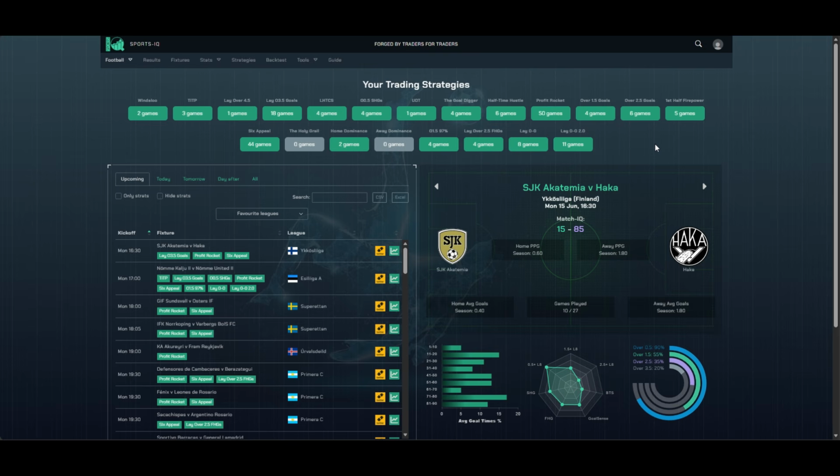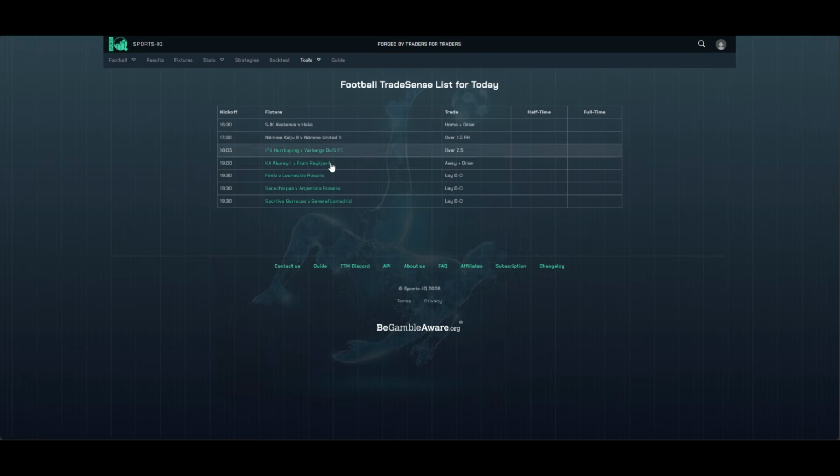We've all done it. The problem isn't finding football matches. There can be too much football. The problem is figuring out which matches are actually worth your time. That's where TradeSense comes in. Every morning, the system wakes up and does something most traders don't have the patience for. It looks over the next 8 hours and it goes hunting.